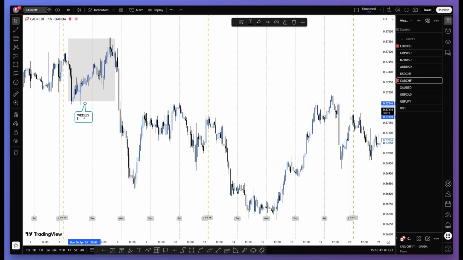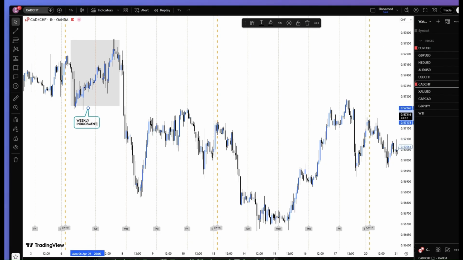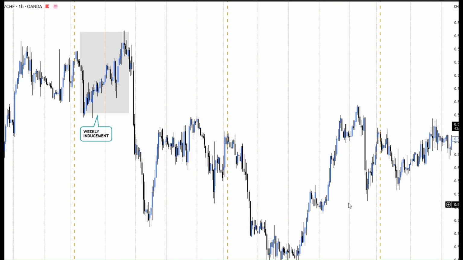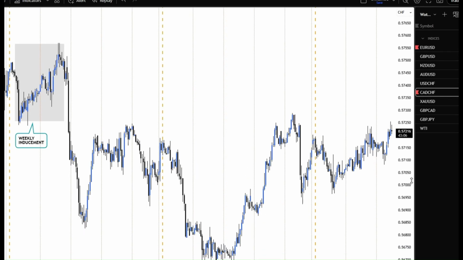Look at your chart. A new week starts. Price makes a small push upward, then reverses and drops. That pattern becomes much easier to see when using the period separator in TradingView. Without it, it's almost invisible.